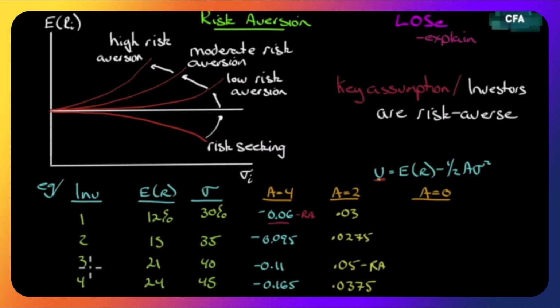So, two separate individuals faced with the same utility function but a different risk-aversion coefficient. You have 4, I have 2. We would choose different investments.